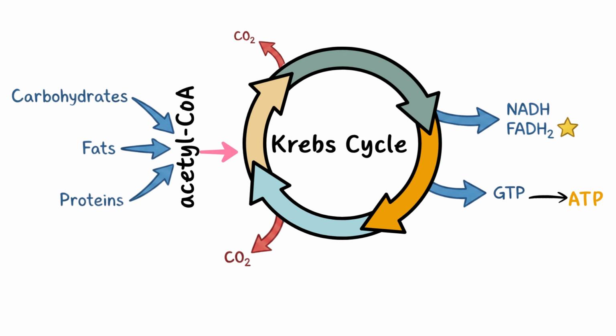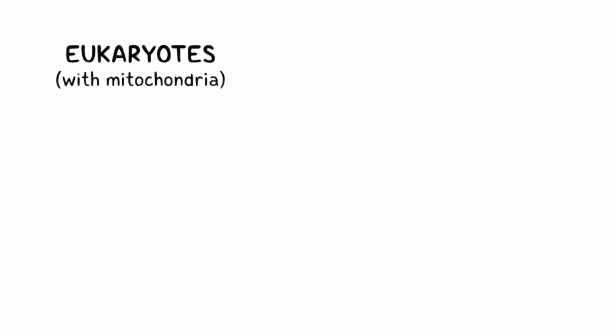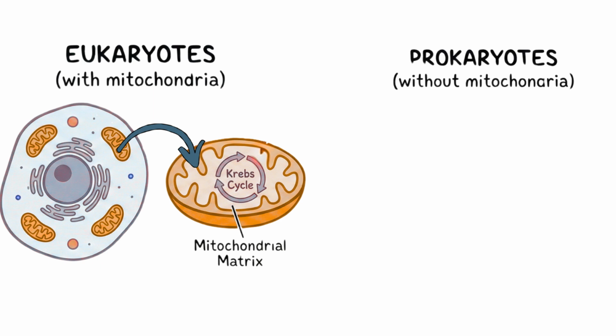The Krebs cycle is part of aerobic respiration, meaning oxygen must be available. In eukaryotic cells, the cycle runs in the mitochondrial matrix, and in prokaryotes, that means cells that do not have organelles, it occurs in the cytoplasm.